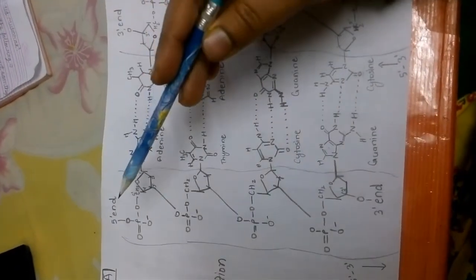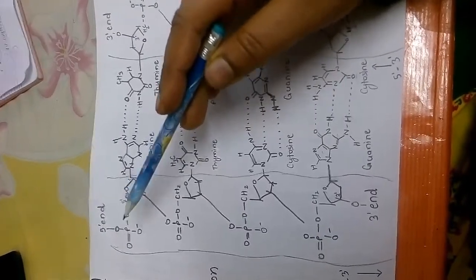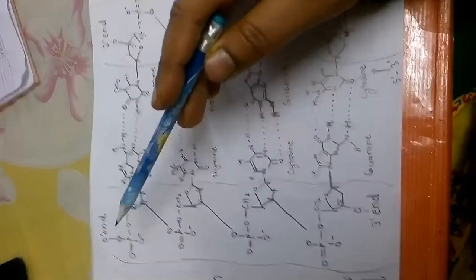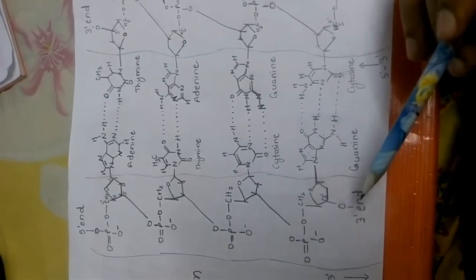Then we discussed the antiparallel orientation of the two strands of DNA, that is one strand of DNA, the 5' end, has a free phosphate group, whereas on the other strand the 3' end has the free hydroxyl group. And similarly, one strand of DNA has a free hydroxyl group at the 3' end and the other has the phosphate group at the 5' end.